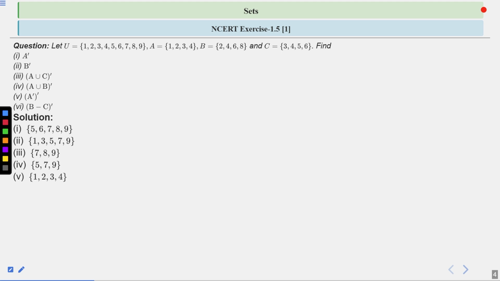For fifth, A complement, then again complement is very simple. If you recall the properties of complement, A complement complement is A itself. Yes. So A complement complement is A itself.